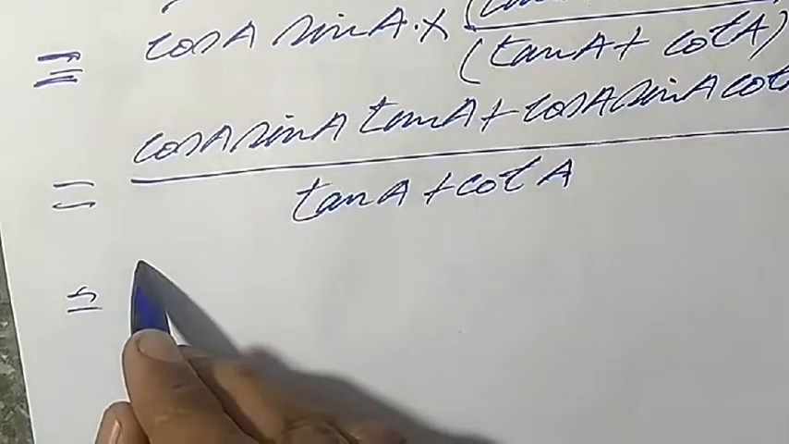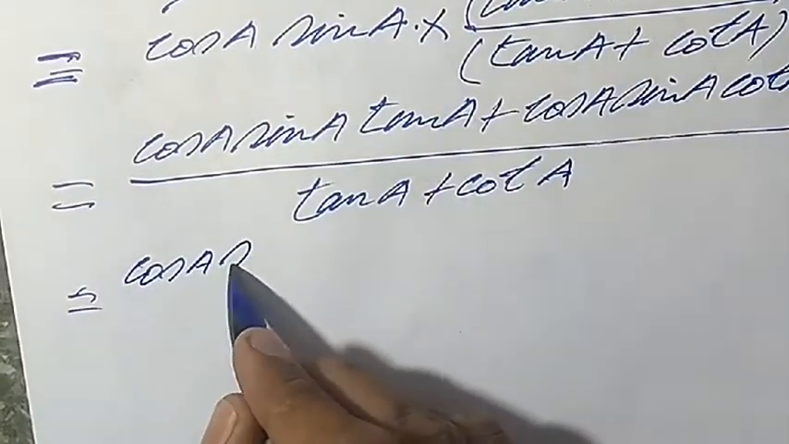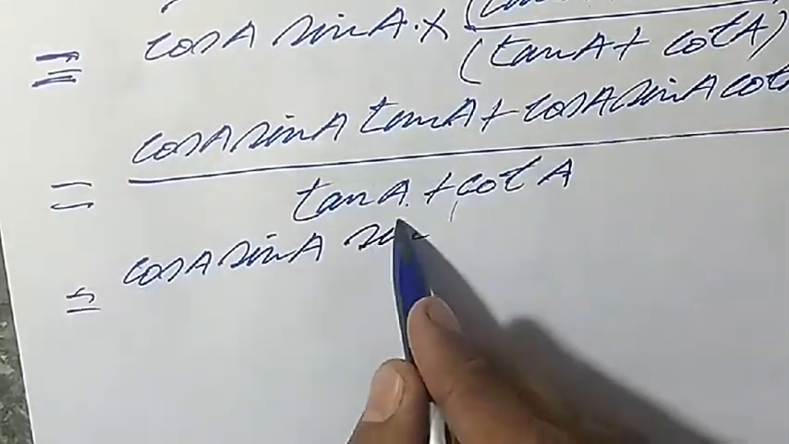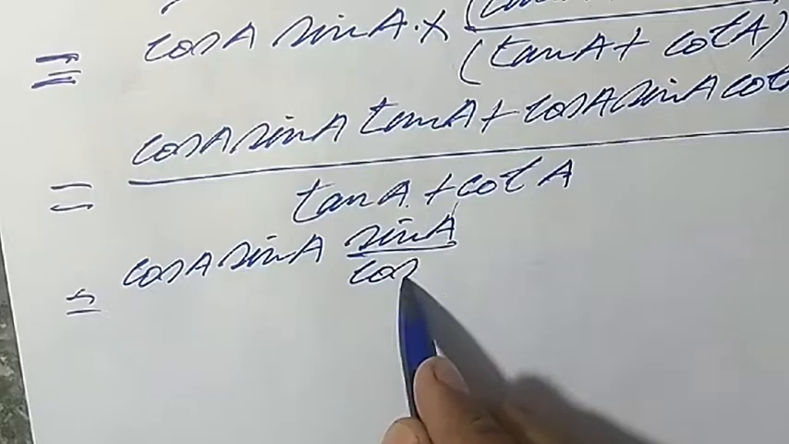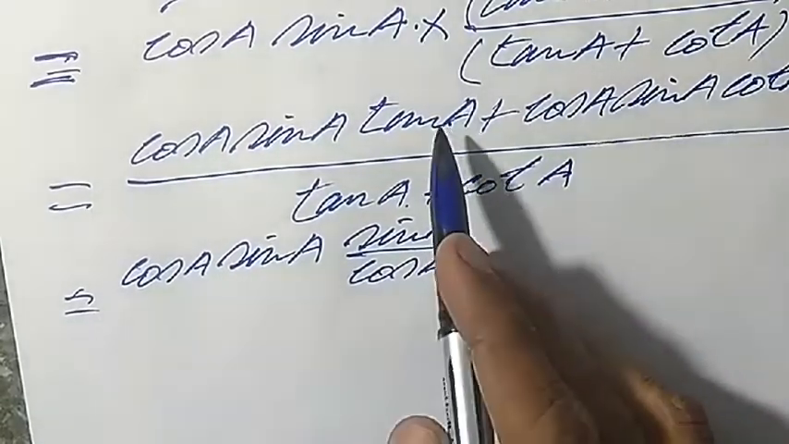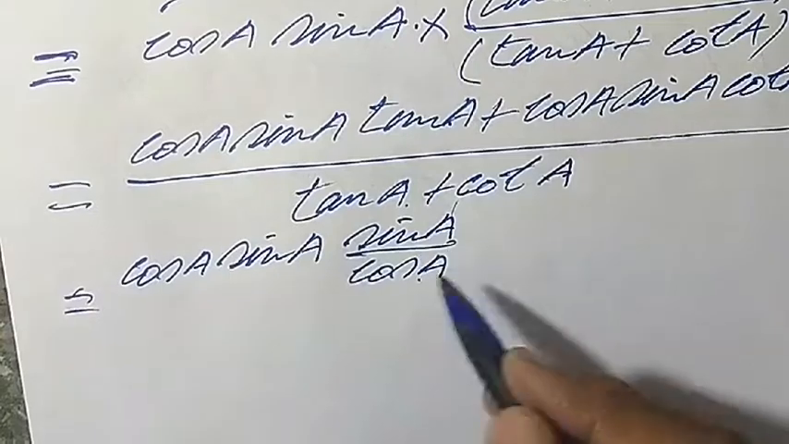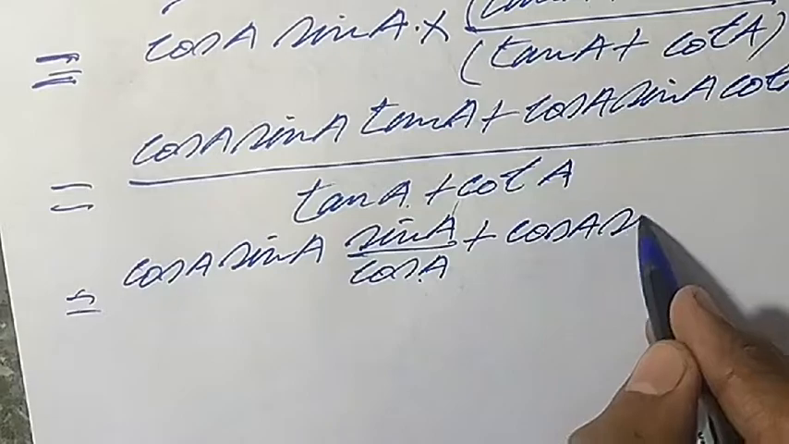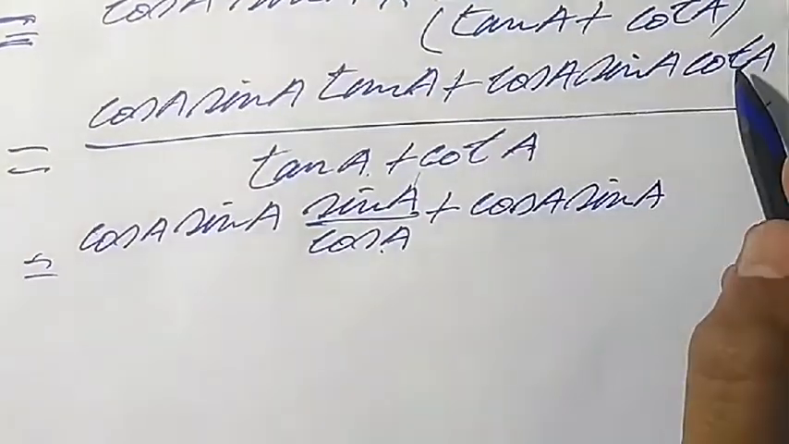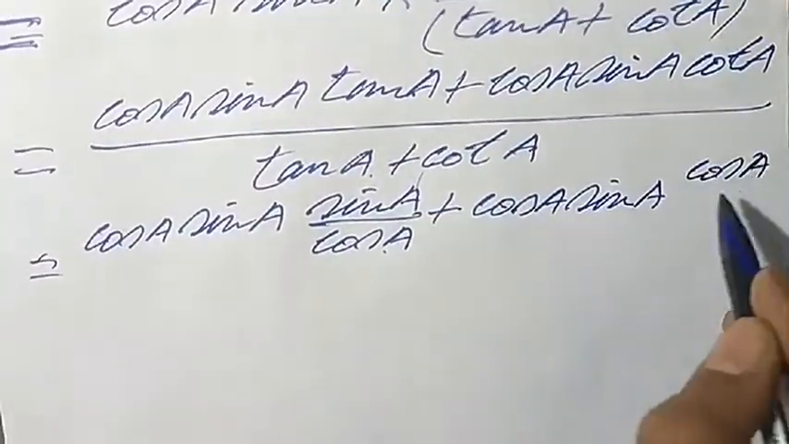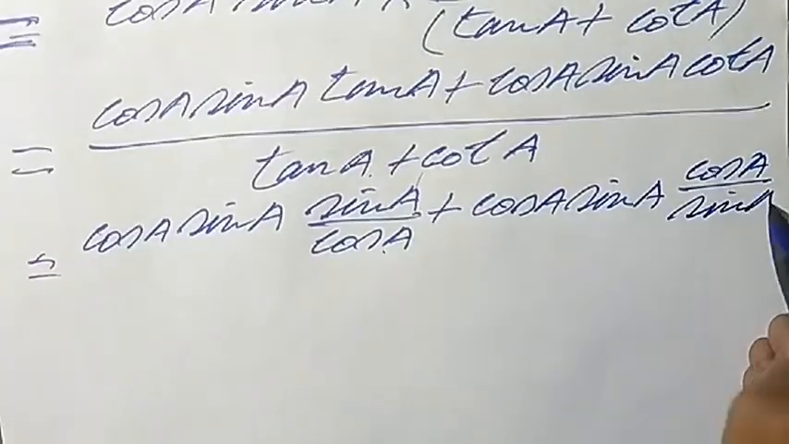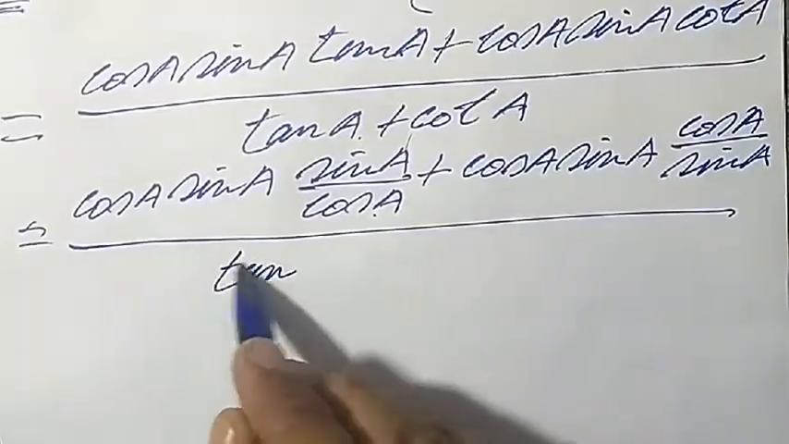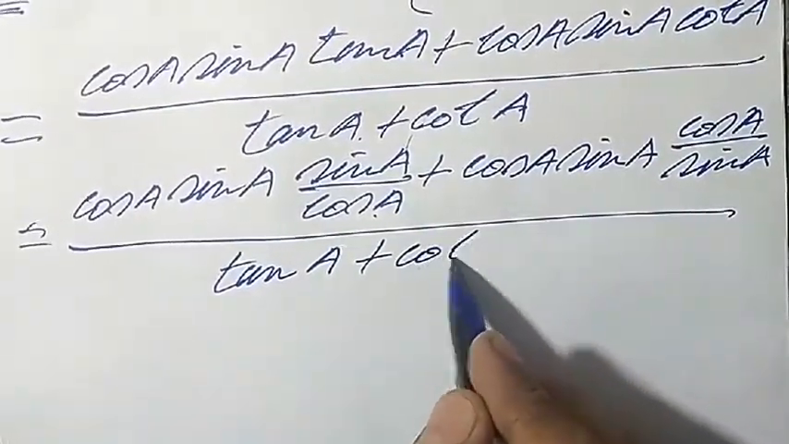In the numerator, cos A into sin A as it is, and now tan A may be written as sin A upon cos A. Tan A is equal to sin A upon cos A. So tan A is written as sin A upon cos A plus, in the second term, cos A sin A as it is, and cot A may be written as cos A upon sin A, divided by tan A plus cot A.